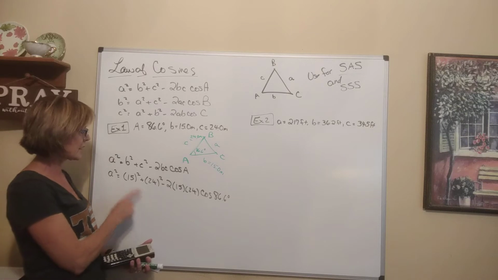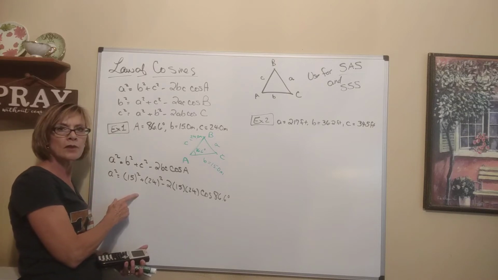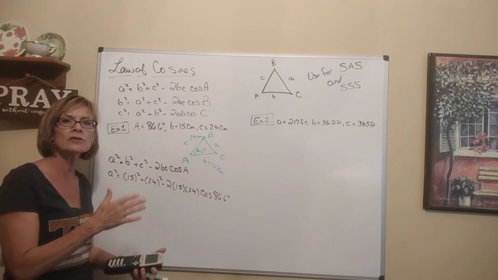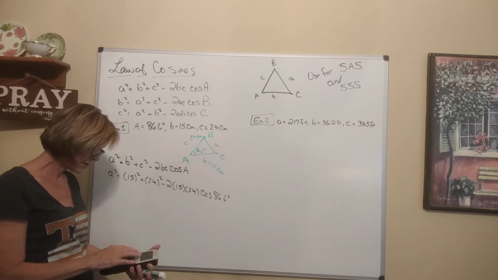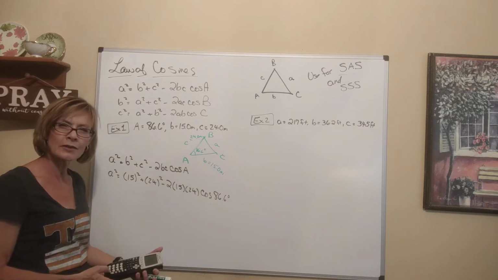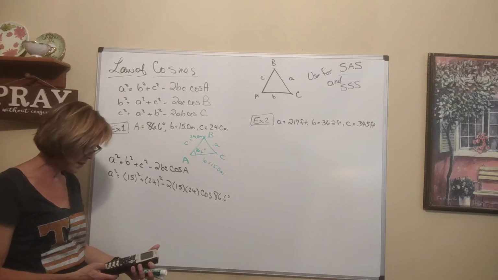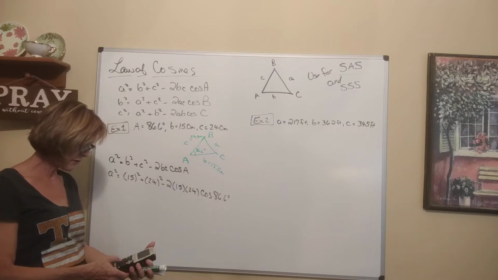And that gives me 758.299. So if you look at that, that's what a squared equals. Now I'm going to leave all that in my calculator and just hit the square root button. So hit second, square root, and then hit the answer button above the minus sign. It should take the square root of all that.